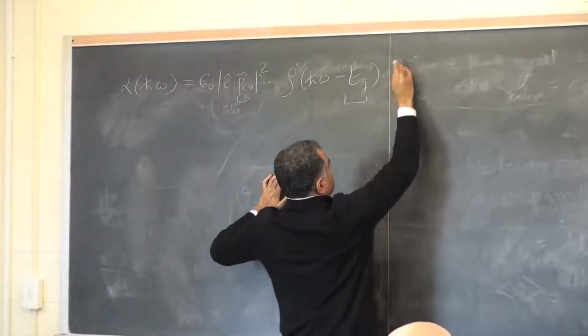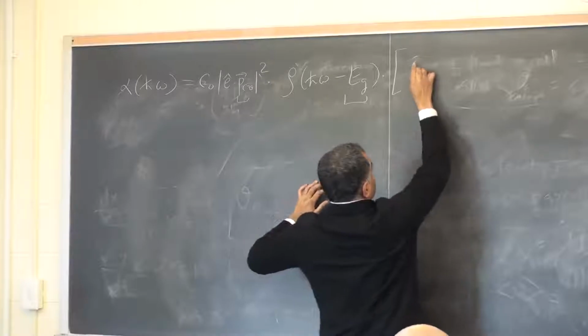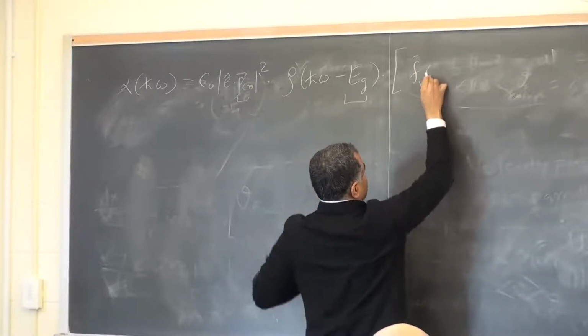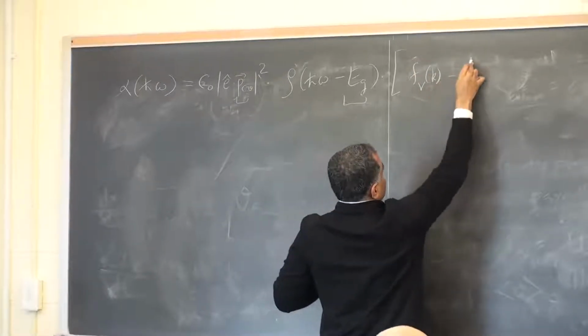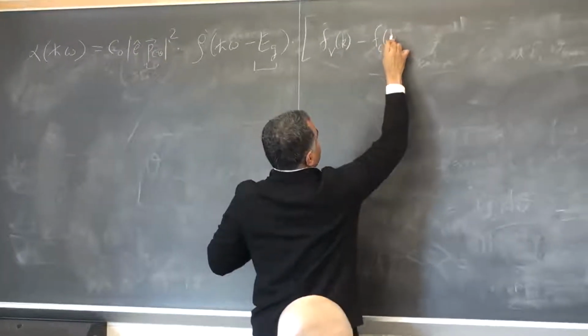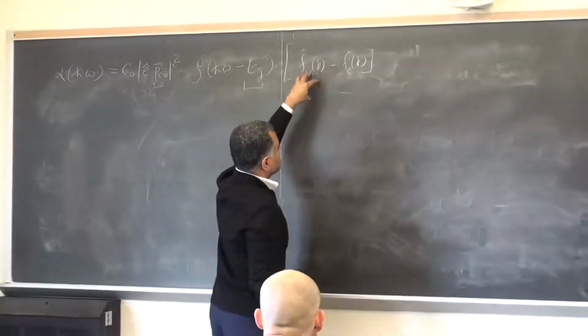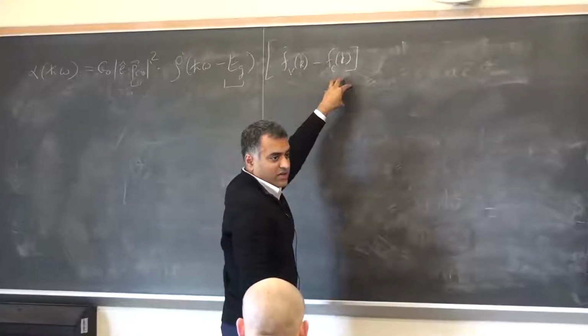But to be more accurate, we must have the valence band states occupied, and we will see that we'll get a difference between the valence band occupation function minus the conduction band occupation function.